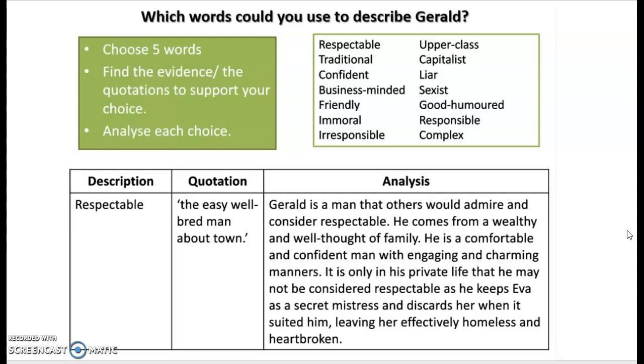So essentially, he may come across as respectable on the surface, and that's what he shows society, but he does have this kind of hidden side to himself and a secret life that suggests a sense of corruption and sin as well. So I would like you to choose 5 other words and do the same as what's been done here for those words, please, in terms of analysing Gerald's character. So please just pause this clip again.